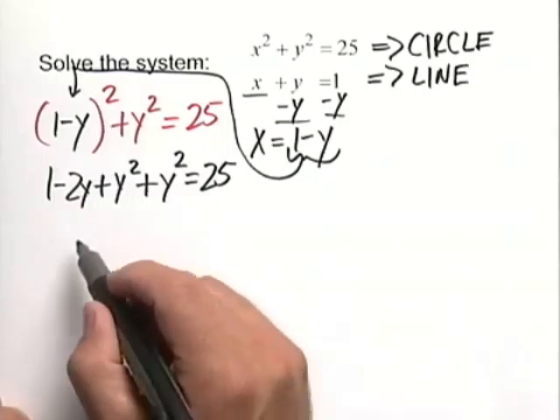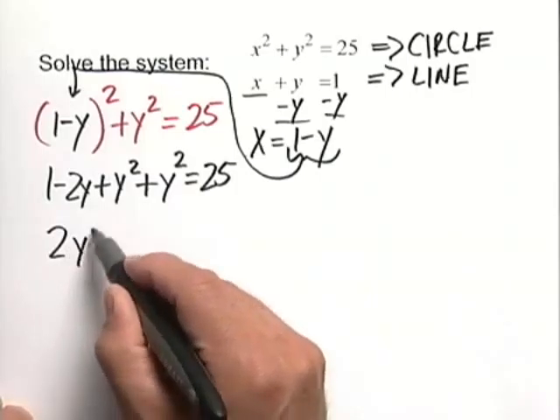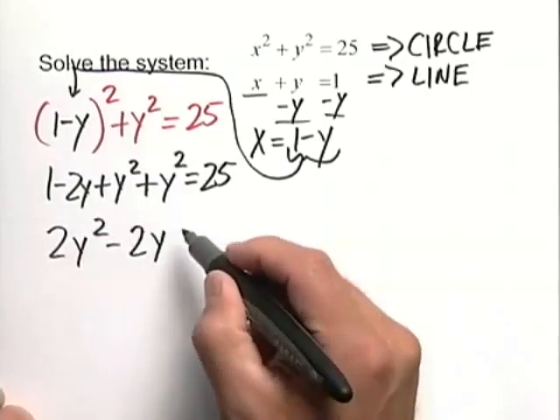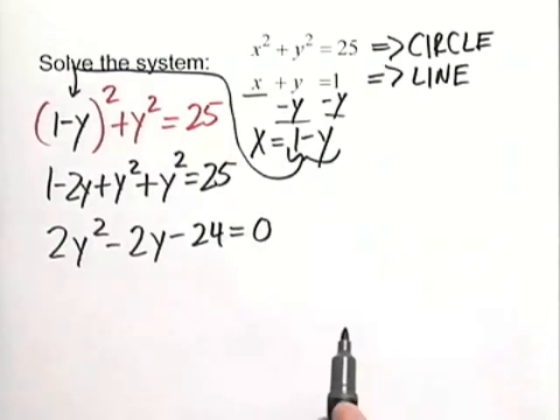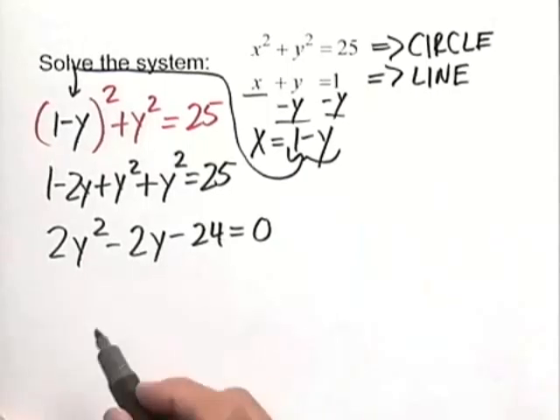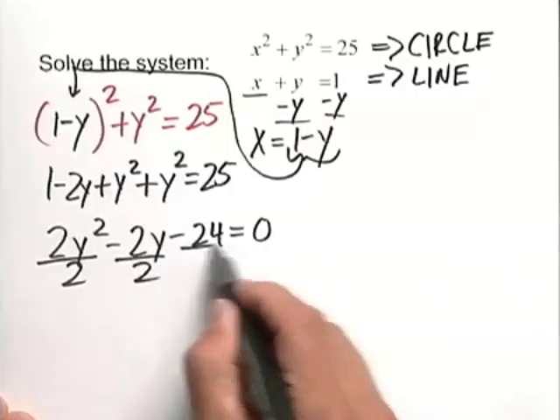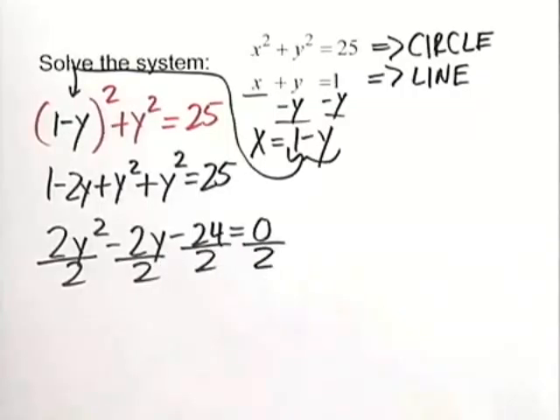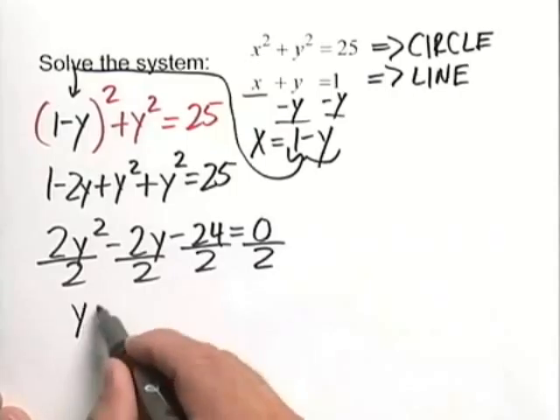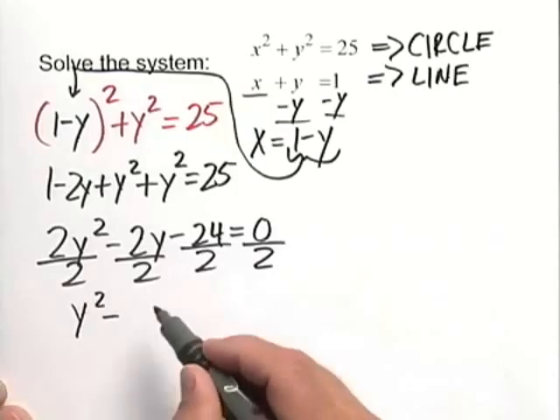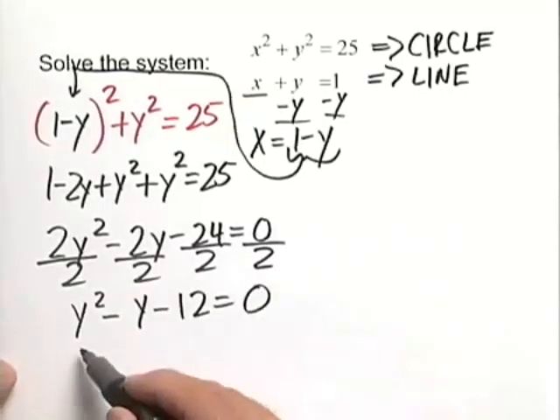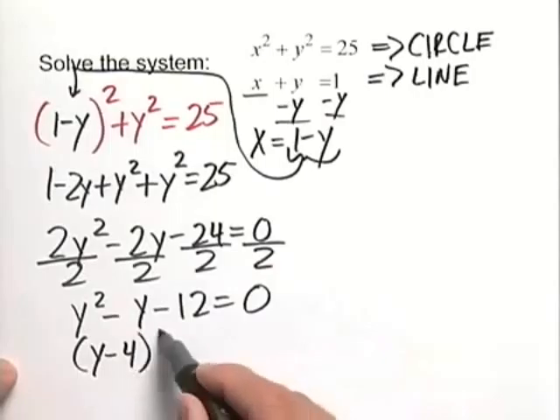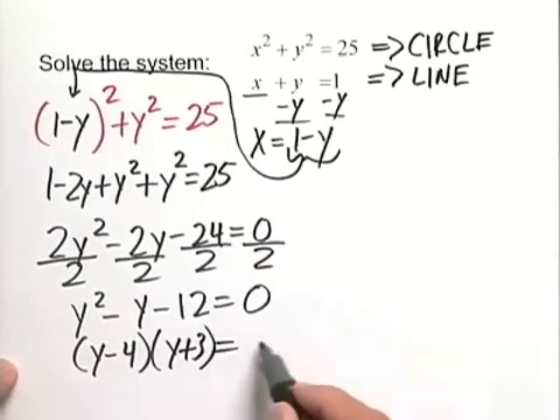Let's write that equation in standard form. We have 2y squared minus 2y minus 24 equaling 0. Remember, standard form is setting the whole left-hand side equal to 0. Now note that we have a common factor of 2 throughout, so I'm just going to go ahead and divide the left and the right-hand side by 2 to make our quadratic equation a little bit nicer. We have y squared minus y minus 12 equaling 0. Factor that out, y minus 4 and y plus 3 equaling 0.